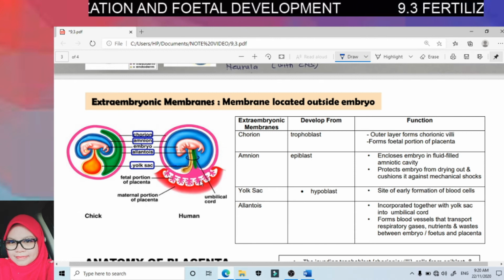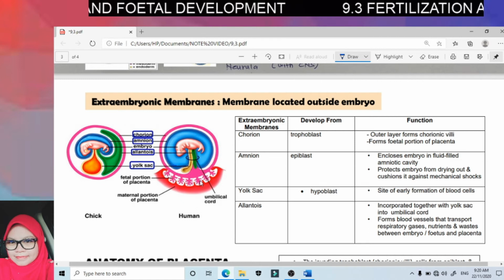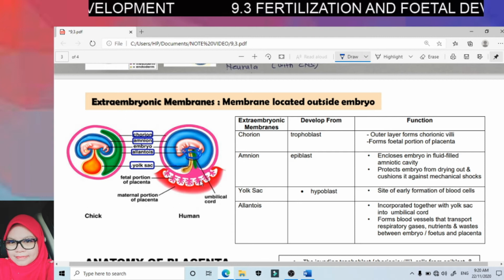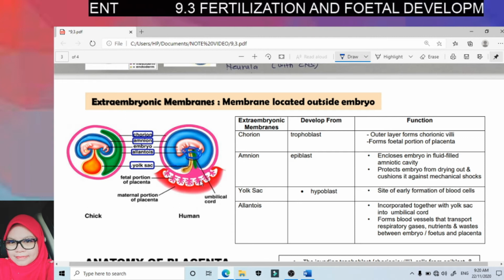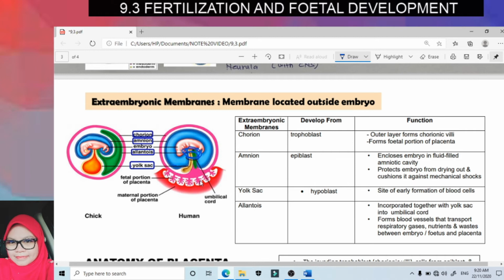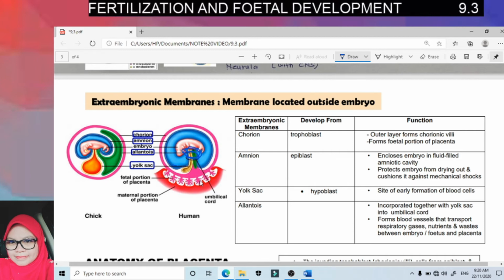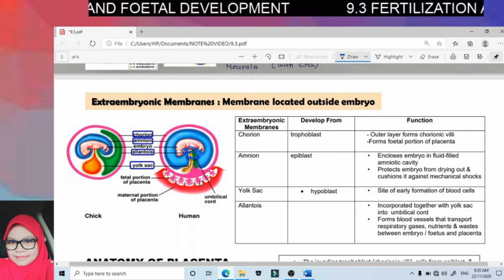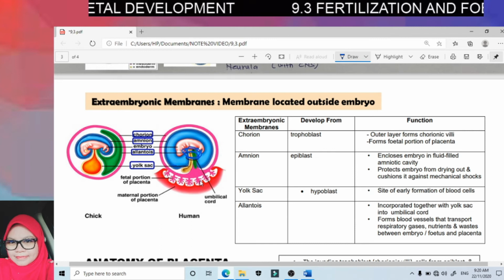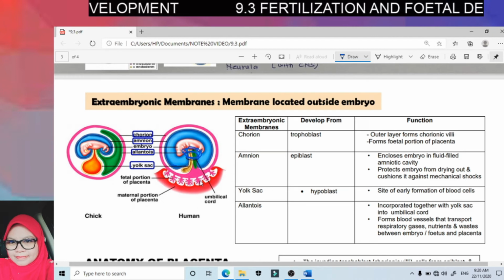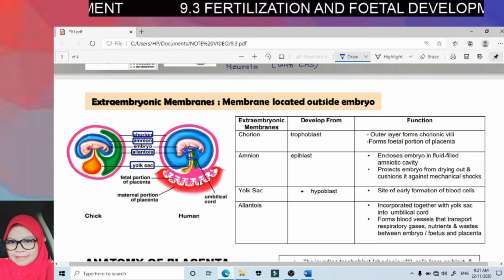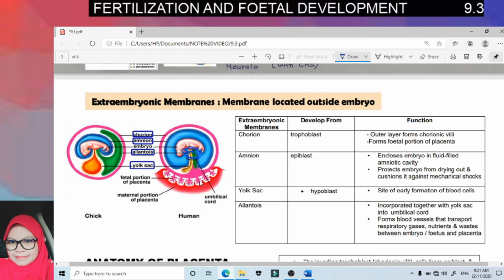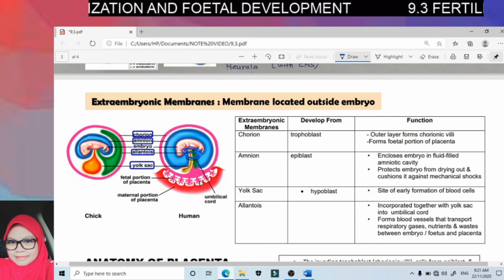And the next one, which is the last one, is the allantois. So here is the allantois. What is the allantois? The function is to incorporate together with the yolk sac into the umbilical cord. In Malay, the general term umbilical cord is tali pusat. So they form blood vessels that transport respiratory gases, nutrients and waste between the embryo, fetus and the placenta. So it acts as a channel between the embryo and the placenta.